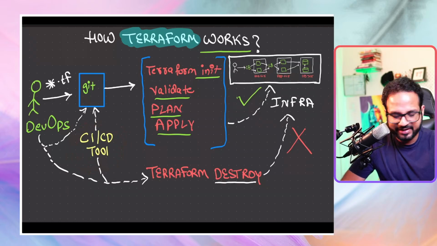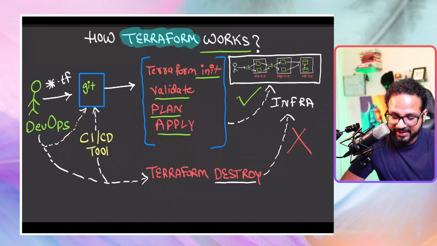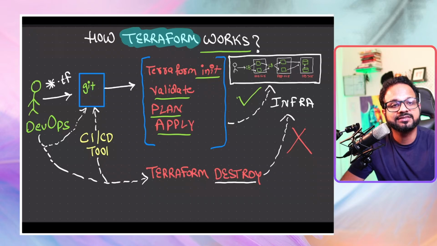So let's say either a DevOps engineer or a tool initiates the request to run the Terraform commands. These are the commands that come into the picture: Terraform init to initialize the provider plugins. I'll share more details about the provider, but just remember this is to initialize Terraform. Then validate does a basic syntax check in the Terraform files to see if they are valid or not.